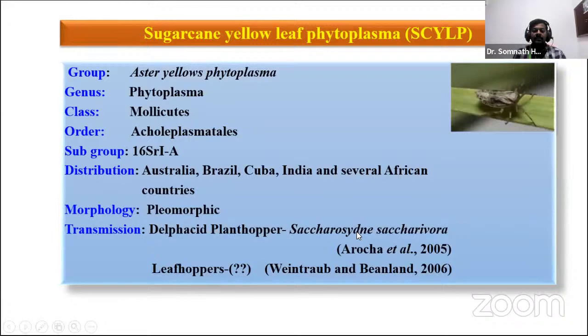Sugarcane yellow leaf phytoplasma is transmitted by different planthoppers, the delphacid planthoppers. Leafhoppers are not yet reported in India, but planthoppers are reported. The species Saccharosydne saccharivora is known to transmit the sugarcane yellow phytoplasma.